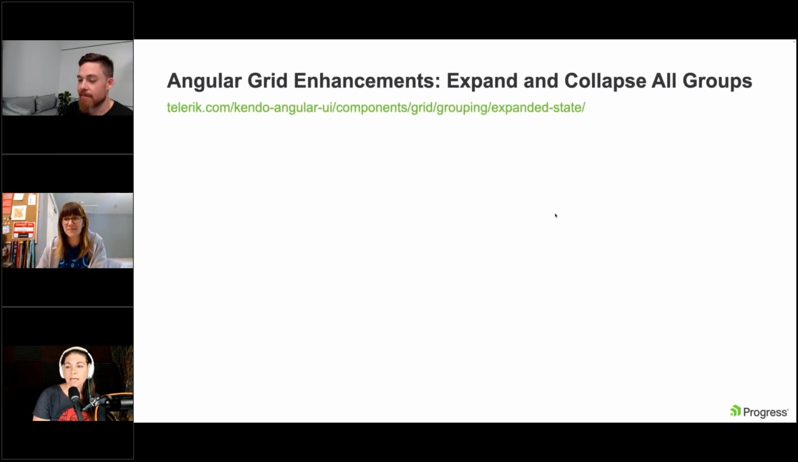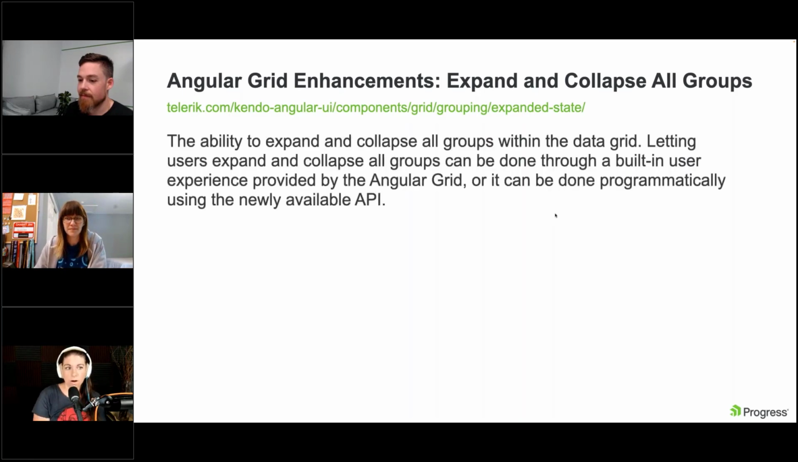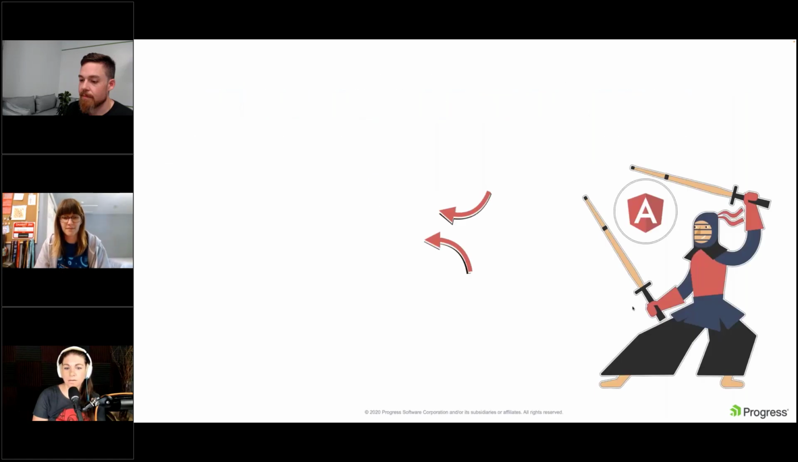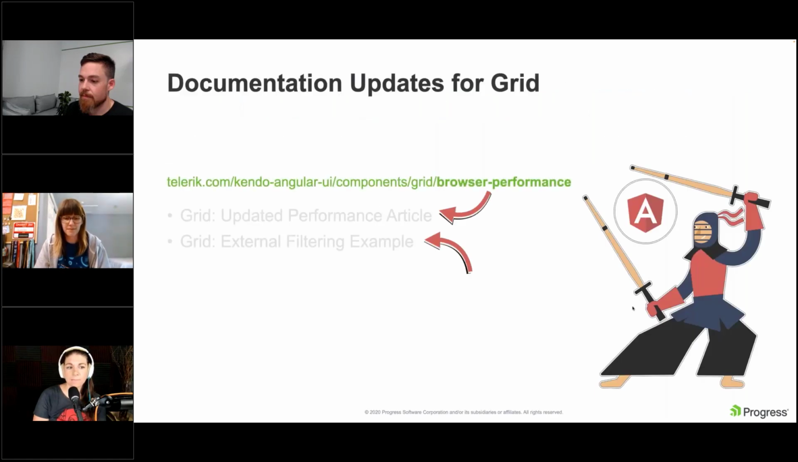I think we have one more: expand and collapse all groups on our Angular grid. And so it's the ability, of course, as it says, to expand all groups within the data grid. And I think this one is our last 2 that I kept promising.